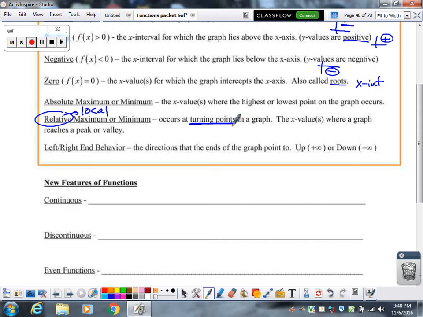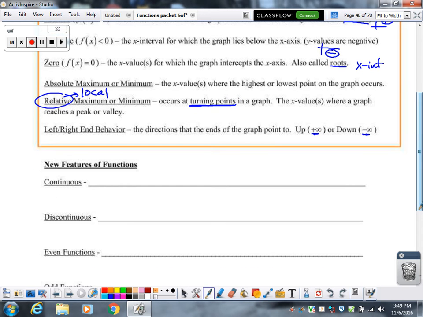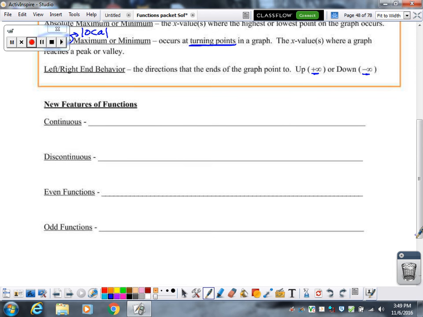In Algebra 1, you also talked about left and right end behavior, the directions that the ends of the graph point to, whether we're going to positive infinity if we're going up, or we're going to negative infinity if the arrow is pointing down. The new features of a function are the first two, continuous and discontinuous. A function is continuous if it doesn't have any breaks in the graph.